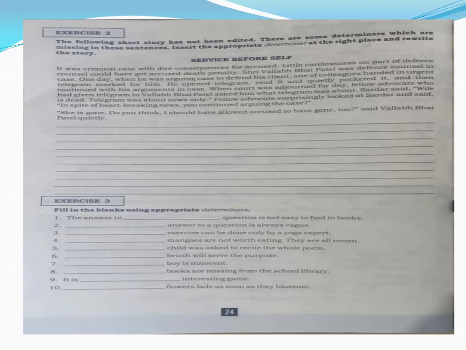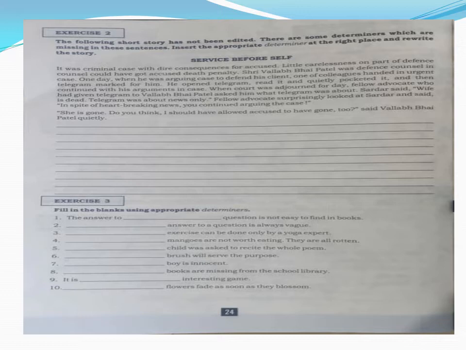The title of this story is Service Before Self. Okay, it was criminal case with dire consequence for accused. See that here there are some missing. It was a criminal case. So between was and criminal, article a we will use. It was a criminal case with dire consequences for the accused. So before accused we'll use the article here.